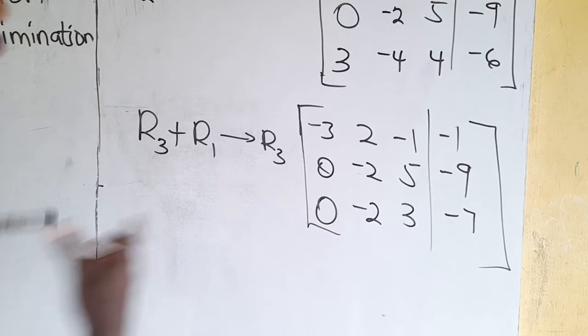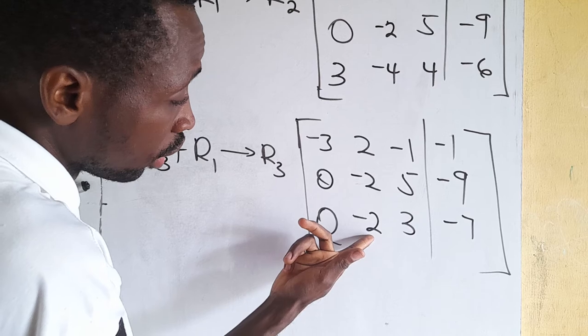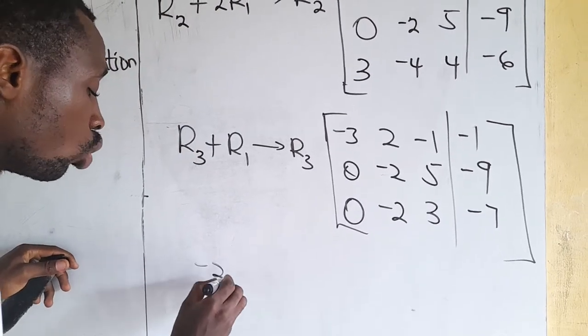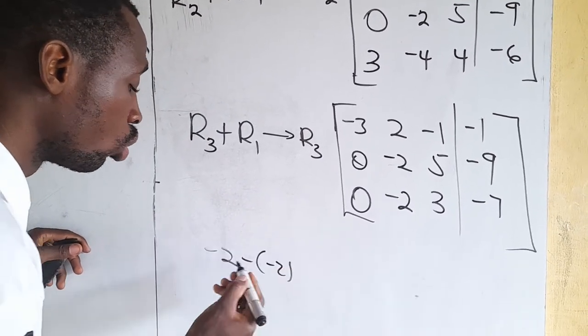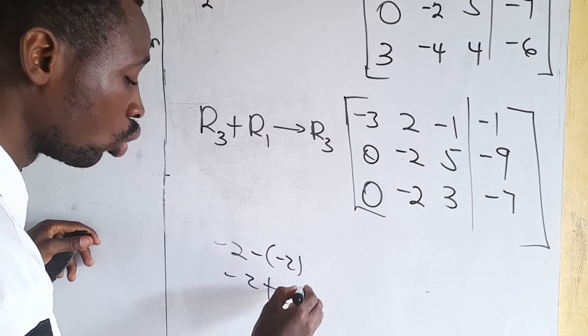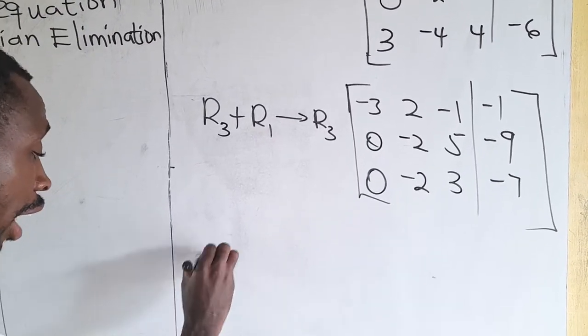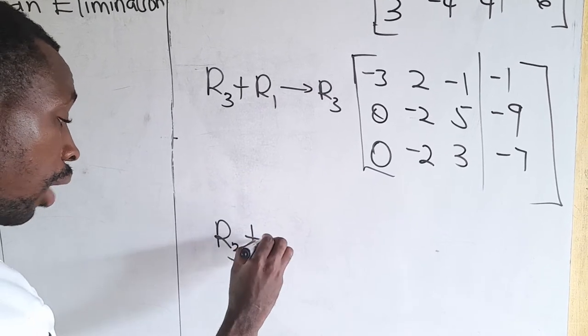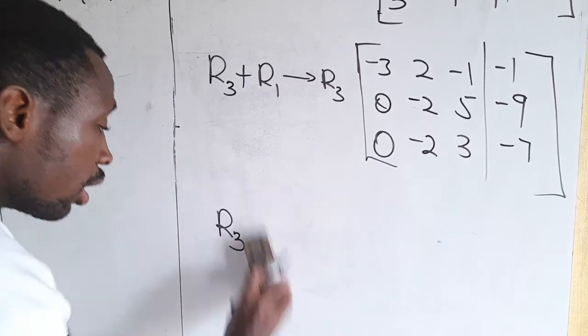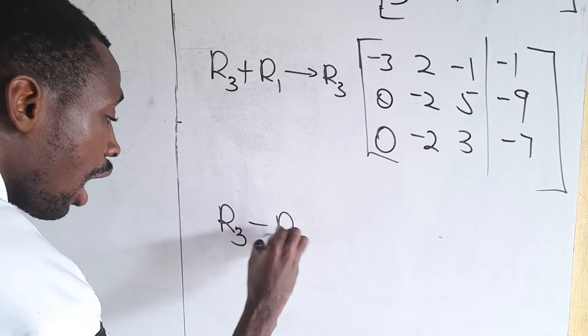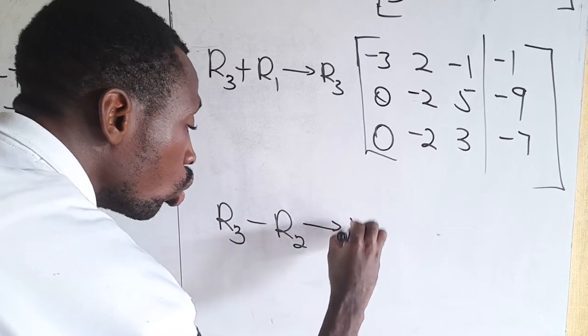So, if I subtract this from this, I'll get 0. See, negative 2 minus negative 2 will be negative 2 plus 2. That will be 0. So what do we say? We say our R3 minus R2 should go into R3.